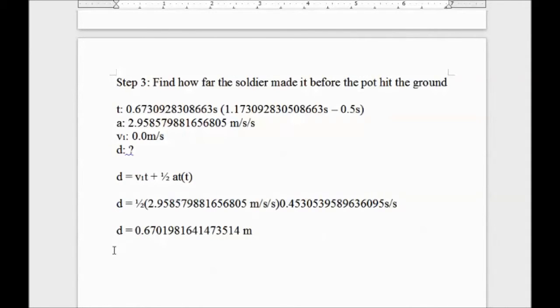and we find out he only made it 67 centimeters. We know that the main diameter of the blast, or the dispersal of shrapnel, was 2 meters. So 67 centimeters is well within the radius of 1 meter. So he's got quite a bit of shrapnel in his legs and lower back, probably some pretty severe burns.